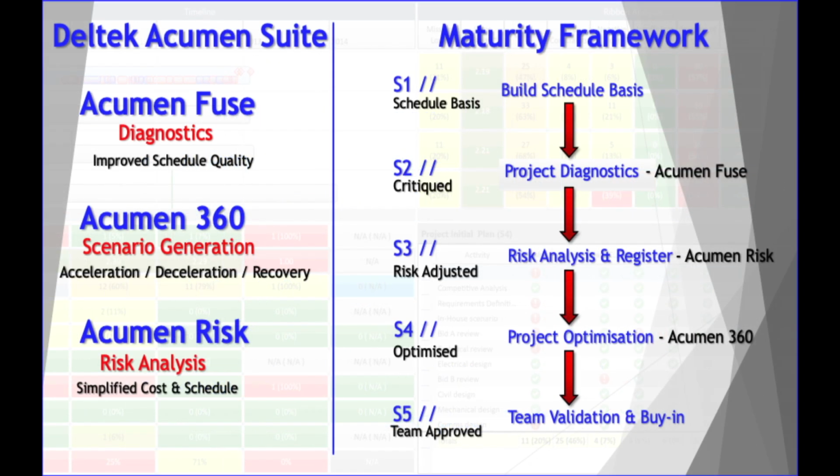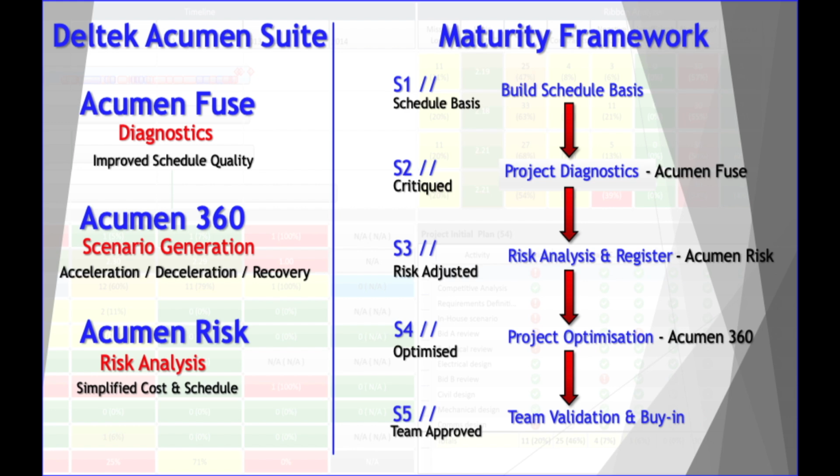This course for Deltek Acumen Risk falls within the S1 to S5 maturity framework, which applies to the whole Deltek Acumen suite: Acumen Fuse, Acumen 360 and Acumen Risk. There are a set of 5 steps that should be followed to decrease risk, improve quality and confidence for the validation of schedules. As one progresses, each level leads to a more successful and achievable project plan. So the Deltek Acumen Suite adheres to the following 5 steps.